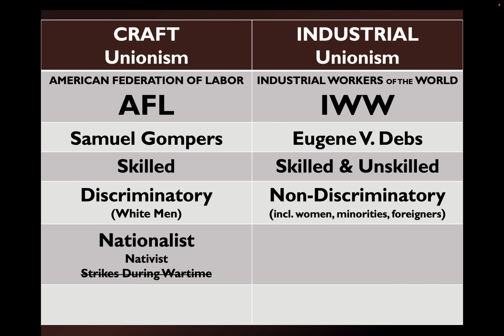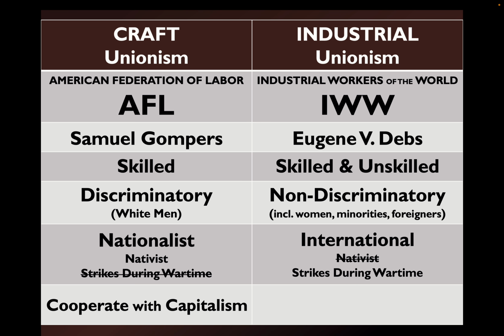They would not strike during wartime. They believed industrial unionism were not nativists. They were international. They would strike during wartime. They wouldn't care if America was at war. They still wanted their demands met. Craft unionism would cooperate with capitalism, and industrial unionism advocated socialism, which makes sense since Eugene V. Debs read Karl Marx, Marxism, which is a form of socialism, communism.